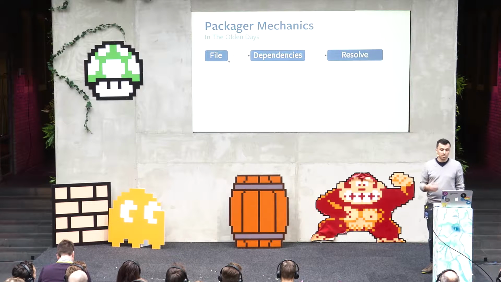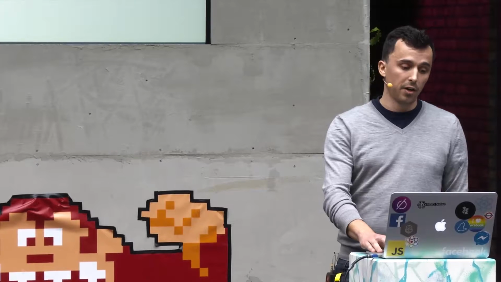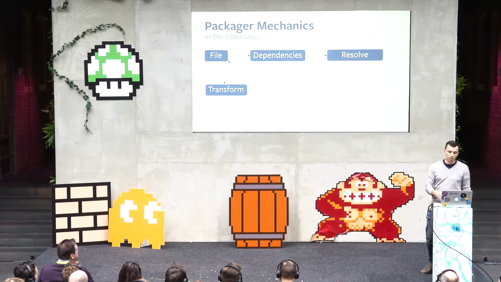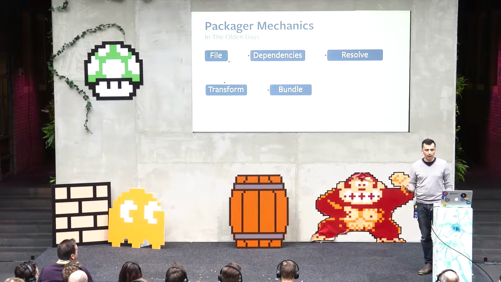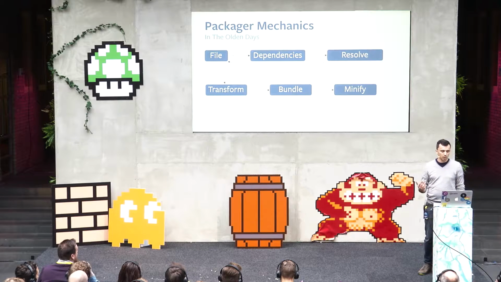Repeated that process up until we found all the files that are part of a bundle. After that, transformed all of them in parallel on our worker farm, concatenated them into a bundle, and at the end, minify them if we're doing a release build. Can anybody see what might be slow in this process?